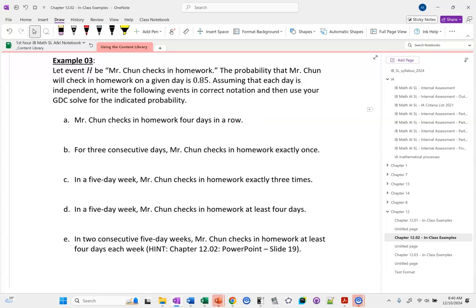All right, example 3. Let event H be Mr. Chun checks in homework. The probability that Mr. Chun will check homework in on a given day is 0.85. Assuming that each day is independent, write the following events in correct notation and then use your GDC to solve for the indicated probability. Part A: Mr. Chun checks in homework 4 days in a row.